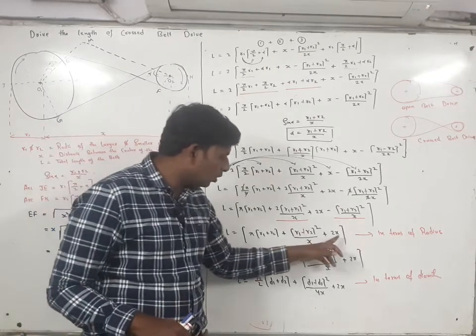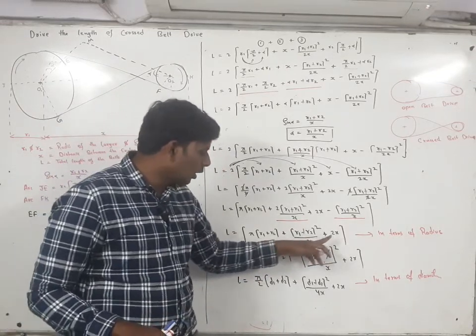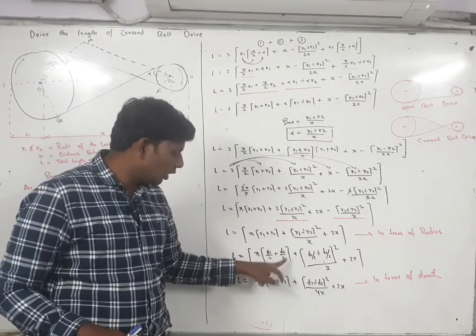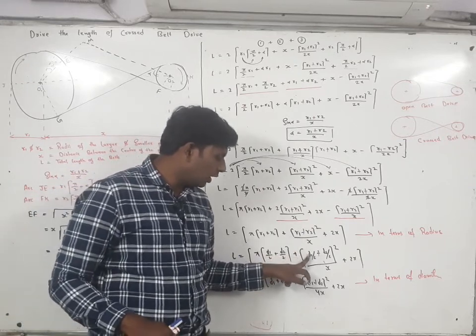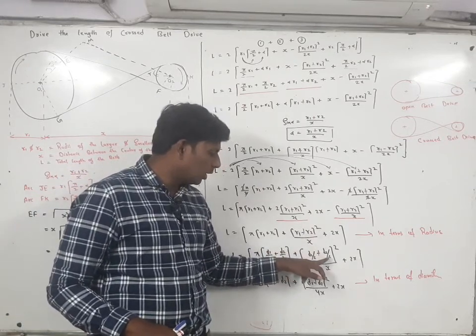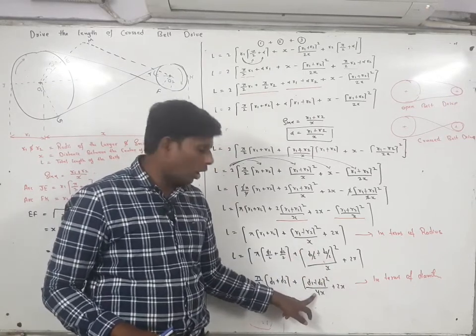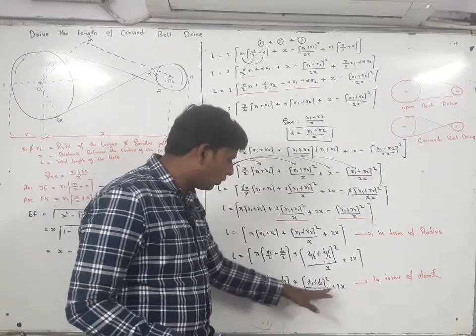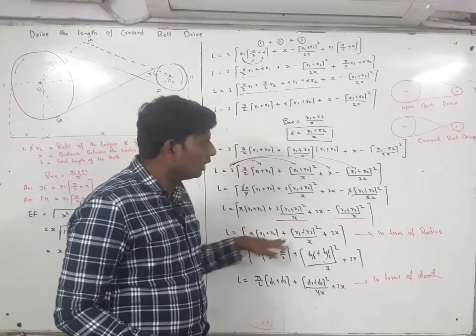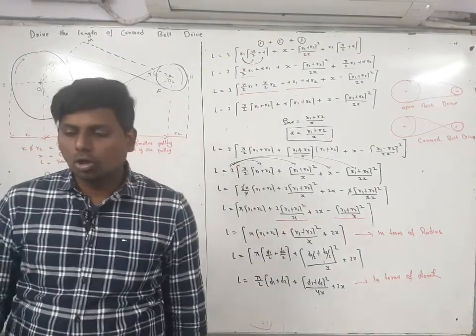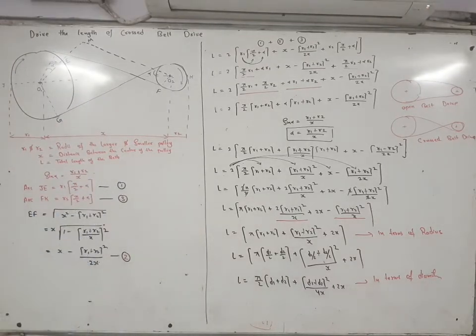So this one is in terms of radius. In place of R1 you can write D1 by 2, in place of R2 you can write D2 by 2. Here also in place of R1, D1 by 2, in place of R2, D2 by 2. So here 2 to the 4, so you will get 4 outside. So this is in terms of diameter, and this one is in terms of radius. If you know the open belt drive, easily you can go for the cross belt drive. The difference between these two is simple only. Whenever the open is there, you have to go like this. Whenever the cross is there, you have to go like this.